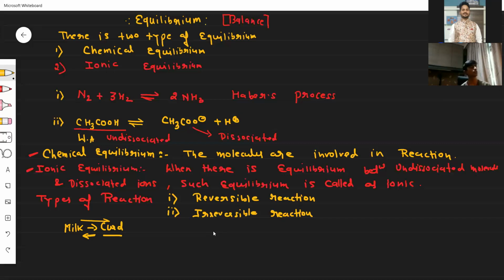If there is only a forward arrow, then we call it irreversible. If there is a forward arrow and a backward arrow, then we call it reversible. So this is R and this is IR. IR is irreversible.